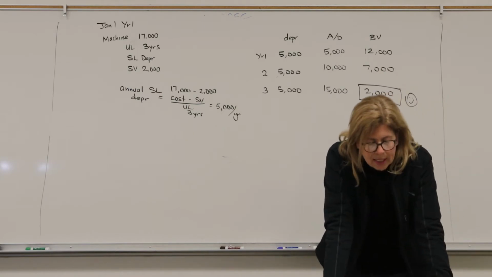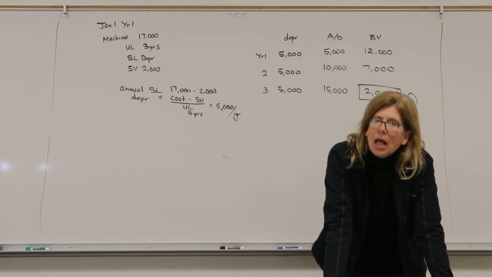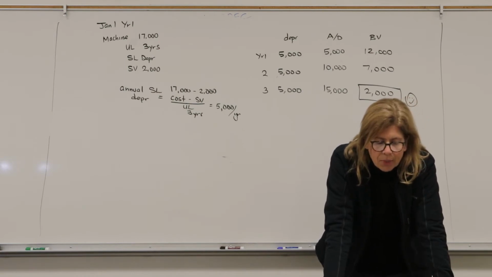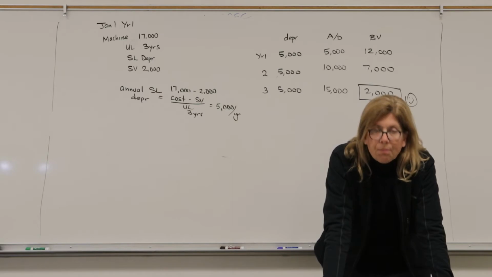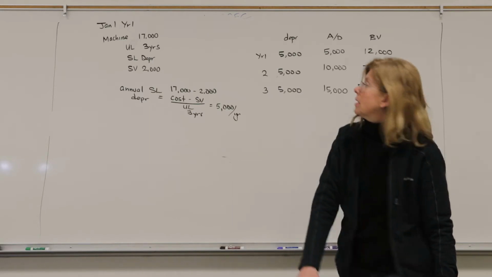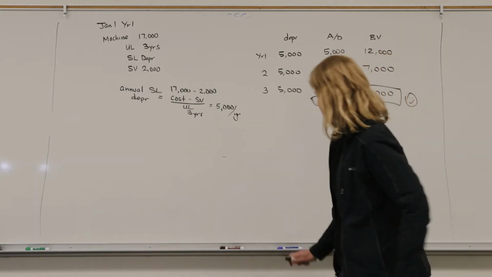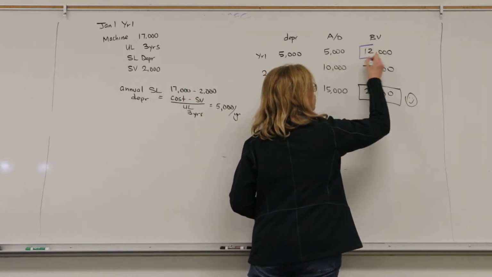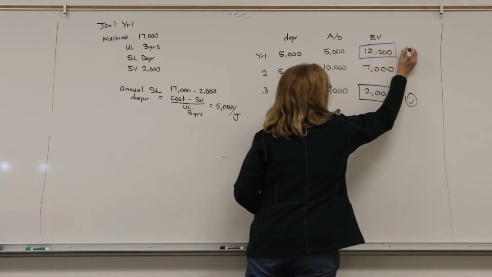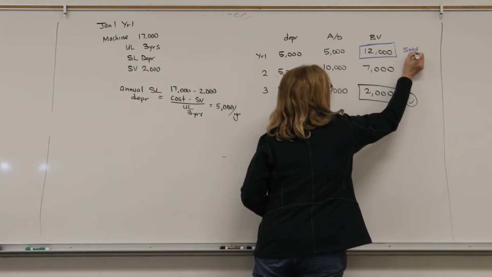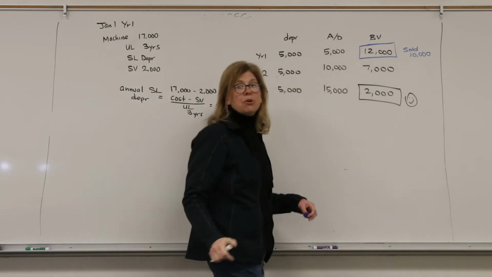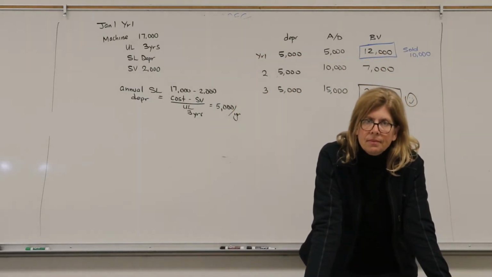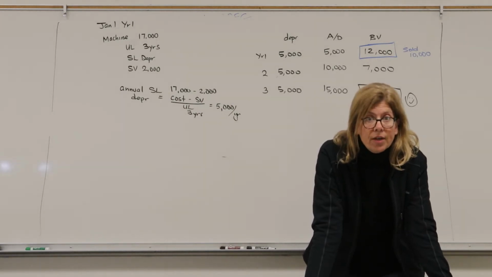So assumption B says, sell this asset for $10,000 at the end of year 1. Calculate the gain or loss on the sale and prepare the journal entries from purchase to sale. Okay, so here we go. At the end of year 1, book value is $12,000, and I sold it for $10,000. So it's on my books for 12, I sell it for 10. Do we have a gain or a loss? A loss, right? Loss of 2,000.